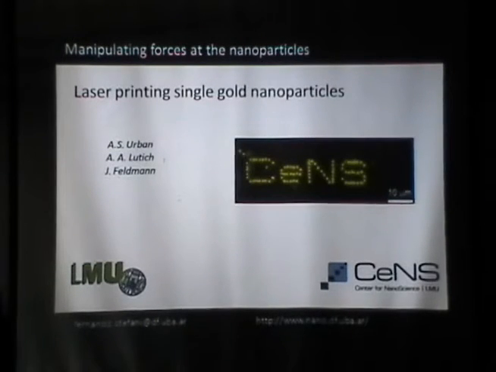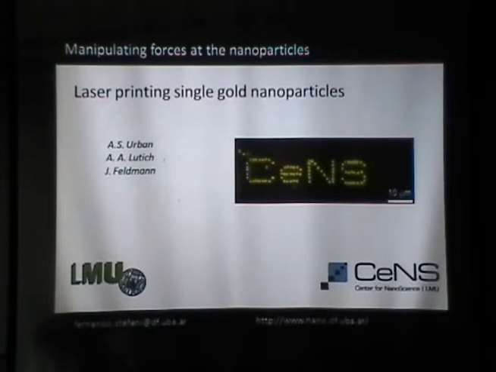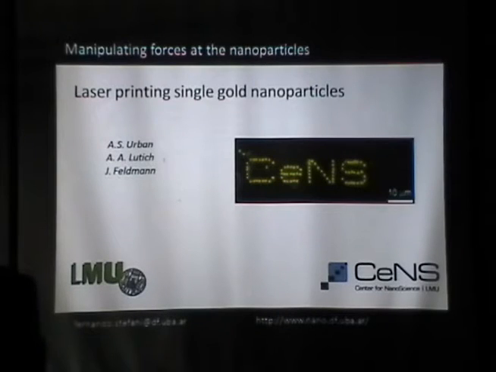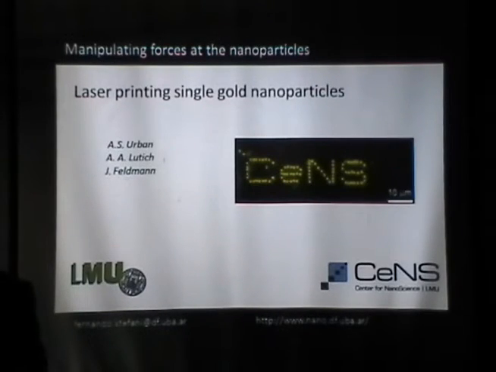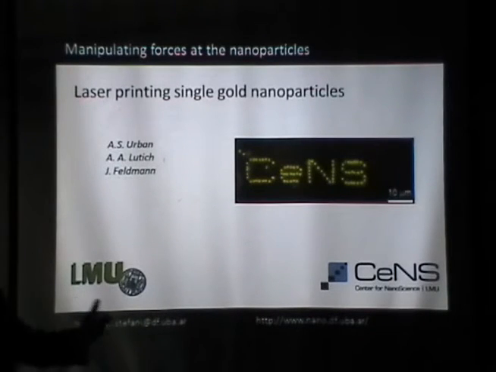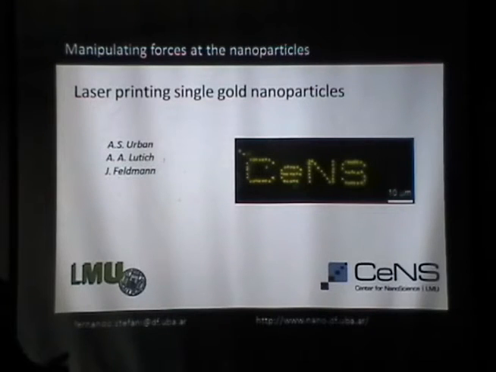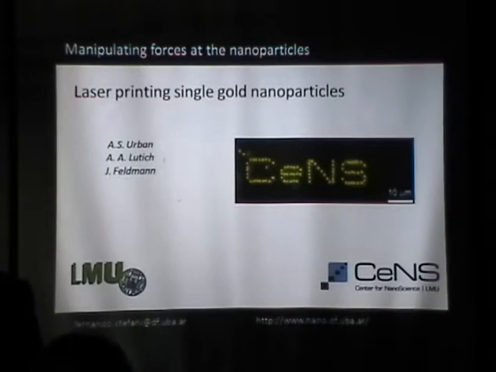Okay, and I think that's the last one. And this one is involving forces. In this case, we are applying forces to gold nanoparticles, not for trapping, which is the usual case. Here we want to push them. Basically, we are using the laser just to hammer nanoparticles against the surface and print them on specific locations.